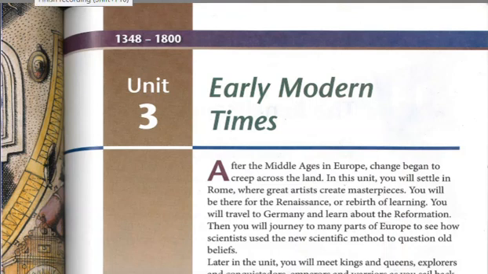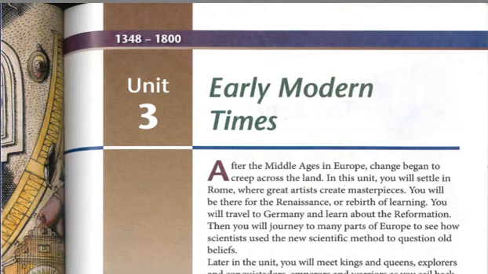Hello, we're going to be starting a new unit today. It's Unit 3 called Early Modern Times. After the Middle Ages in Europe, changes began to creep across the land. In this unit, you will settle in Rome, where great artists create masterpieces. You will be there for the Renaissance or the rebirth of learning. You will travel to Germany and learn about the Reformation.